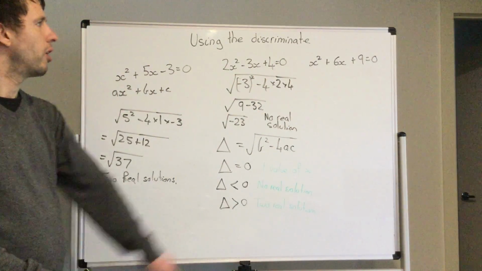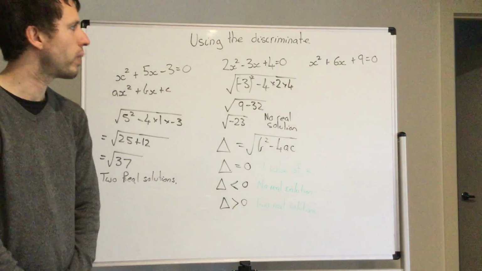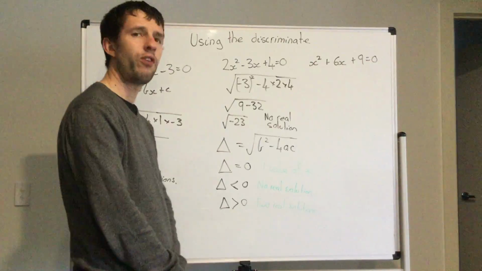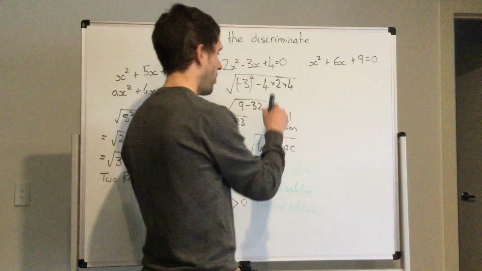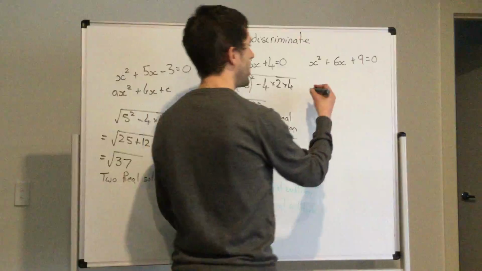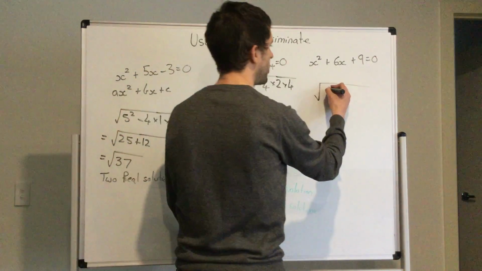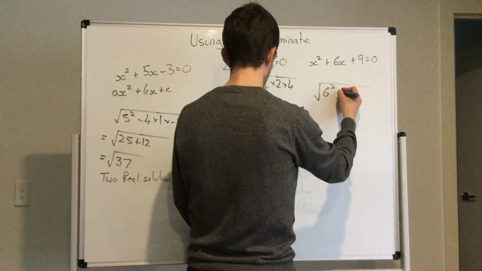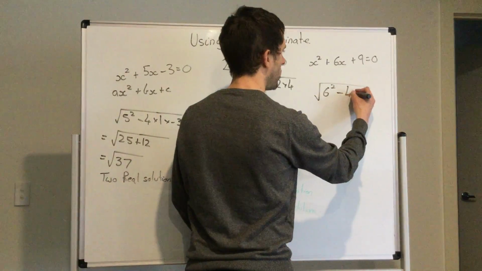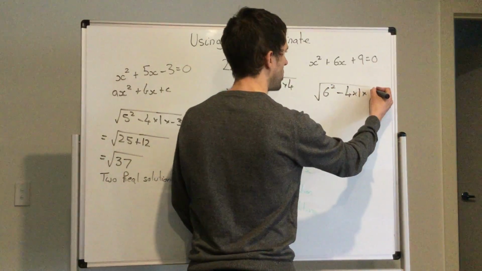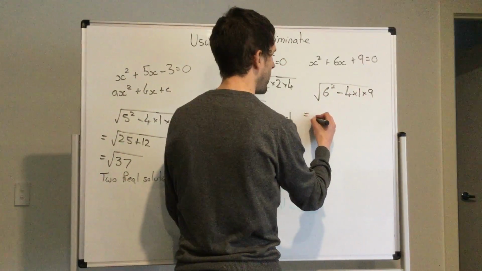Let's have a go at this one over here. x squared plus 6x plus 9. So first thing I'm going to do is fill my equation in. So I know it's b squared, b is 6, so 6 squared minus 4 times 1, times c, which is 9. And then I can solve it.